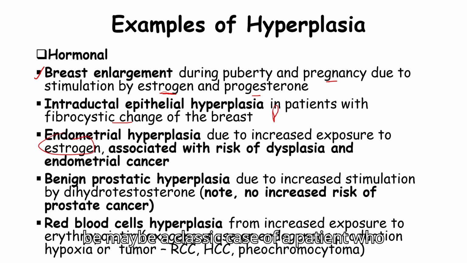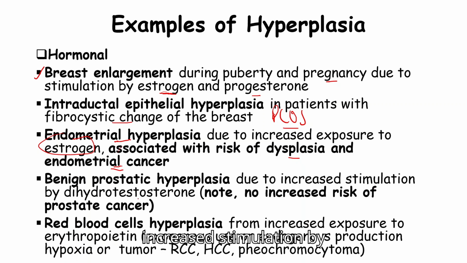Increased estrogen could be a classic case of a patient who has polycystic ovarian syndrome, whereby they're exposed to too much estrogen. That could cause endometrial hyperplasia. And like we mentioned earlier, this could lead to dysplasia and that could lead to endometrial cancer, right? So if you see a question where somebody is postmenopausal and starts having vaginal bleeding, postmenopausal vaginal bleeding should raise a concern for endometrial dysplasia or cancer. That patient might need an endometrial biopsy. Moving on to benign prostatic hyperplasia.